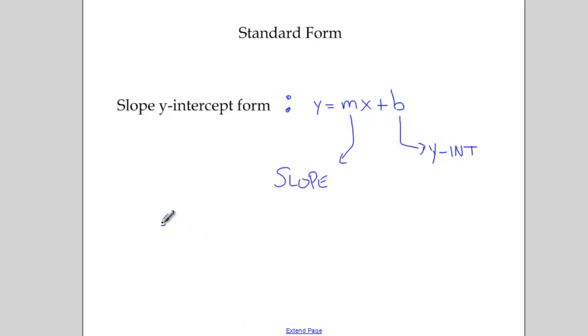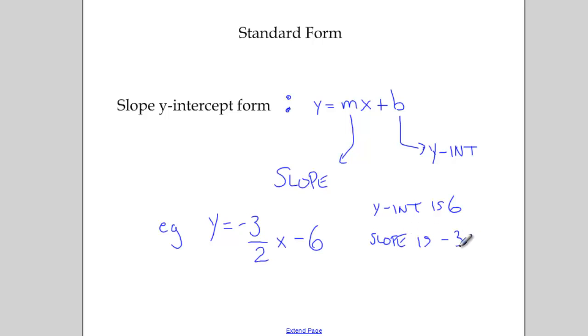Okay, as an example, if I have an equation like y equals negative 3 halves x minus 6, I know just by looking at the equation the y-intercept is negative 6 and the slope is negative 3 halves.